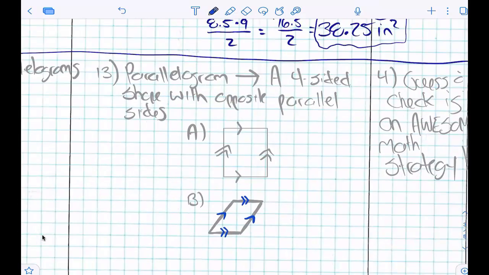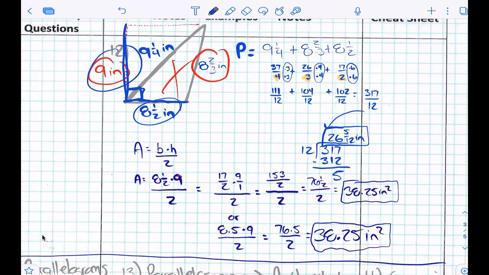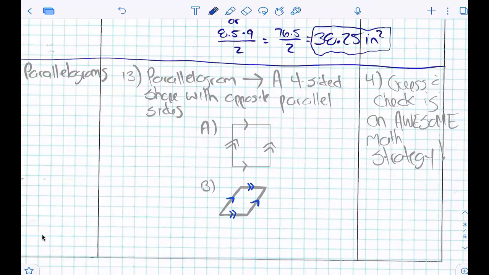Okay. I'm going to keep going. So this is our work that we use. We use a lot of fractions because you guys are capable of multiplying, adding, and subtracting fractions, right? Okay, and then a parallelogram, we know what they are.